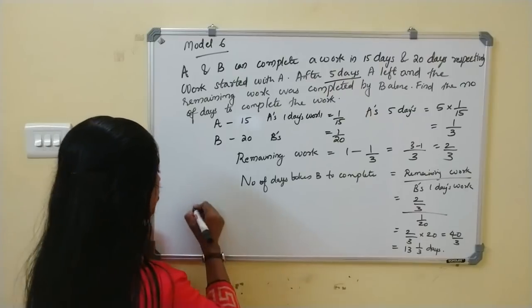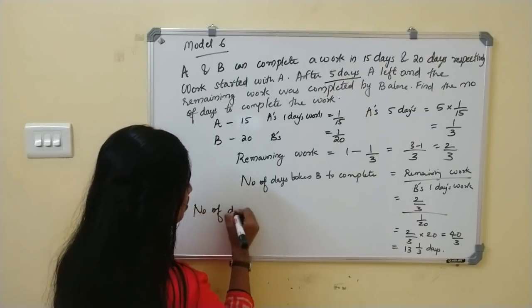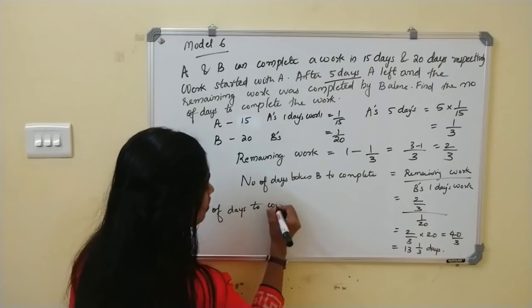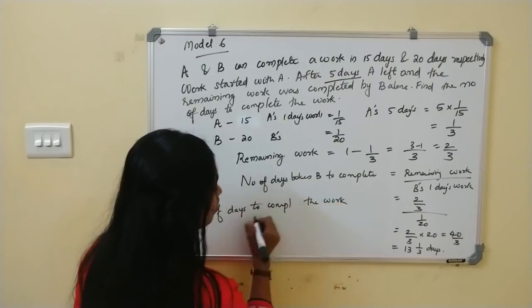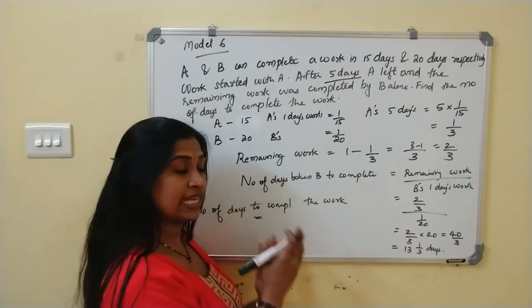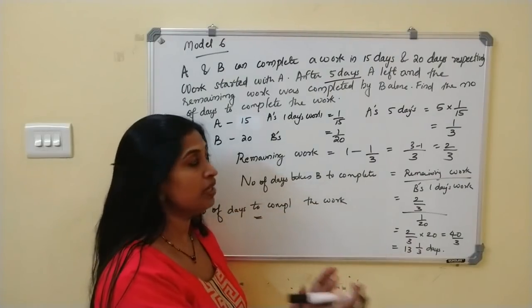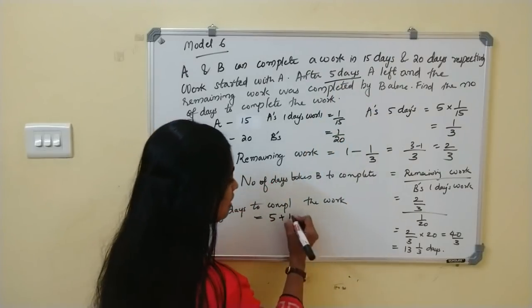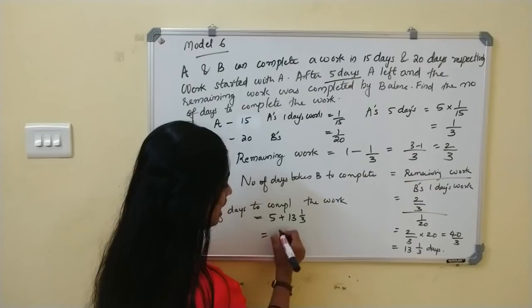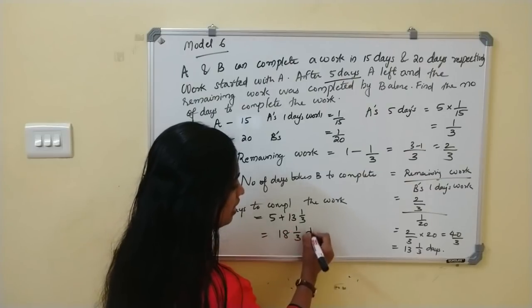Here we are asked to find the number of days to complete the work. So the number of days to complete the work is equal to the number of days taken by A plus the number of days taken by B. A takes 5 days. So 5 plus B takes 13 1 by 3 days. So the answer is 18 1 by 3 days.